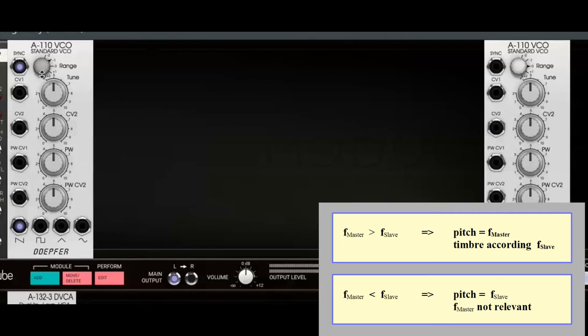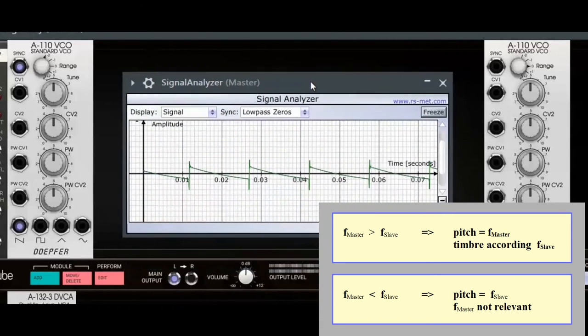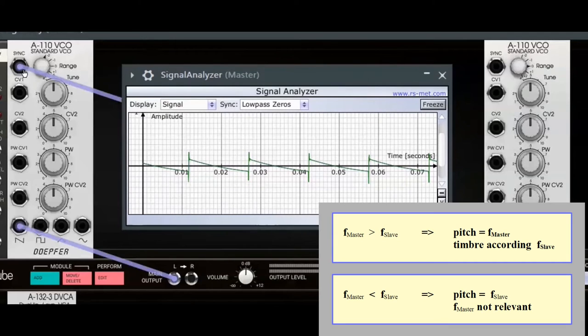With the master's frequency being higher than that of the slave, the pitch of the resulting sound corresponds to the higher frequency of the master, and the frequency of the slave influences the timbre, the sound.